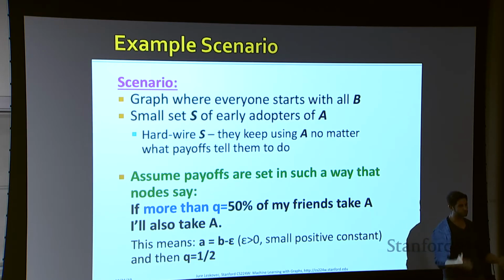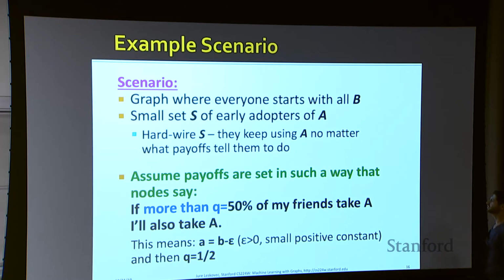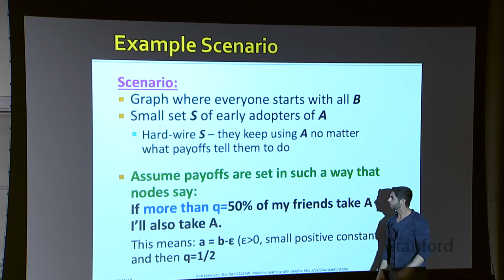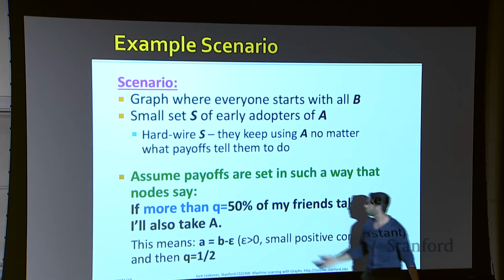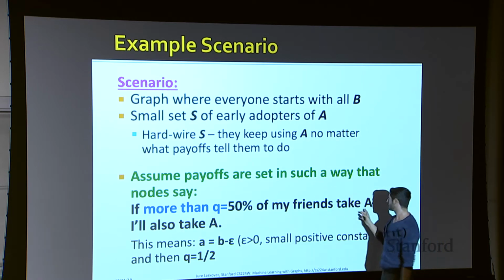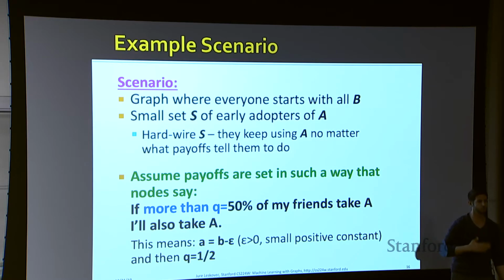They're gonna bring it to their own grave, okay? So this is our A group. And assume that we tune our payoffs in such a way that if more than 50% of my friends take A, I will also switch to A, okay? Otherwise, I see no benefit, I'm gonna be staying in B, okay?